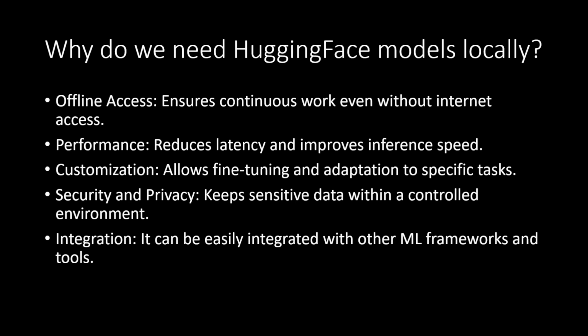Why do we need Hugging Face models locally? First of all, offline access. You don't need internet connectivity to access it. Then we have performance. It reduces the latency and improves inference speed, provided that you have the right size of the model and a better configuration of your system. However, it's within your on-premise or your system. Then it allows a lot of customization. Then we have security and privacy, where it can keep sensitive data within your controlled environment. Then it gives integration flexibility. It can be easily integrated with other ML frameworks and tools.